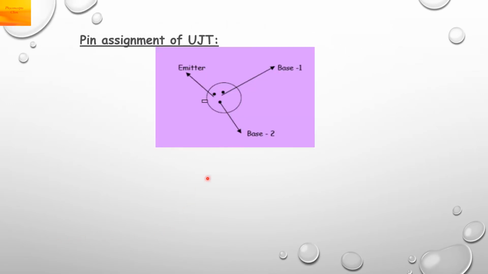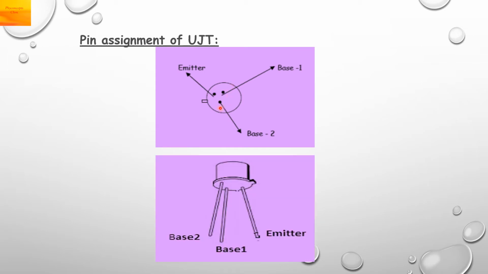Pin configuration of UJT. This is the bottom. When you invert the transistor and see its bottom, there is a notch, and near the notch is the emitter, and then the base 1, and then comes the base 2. So this is the UJT.